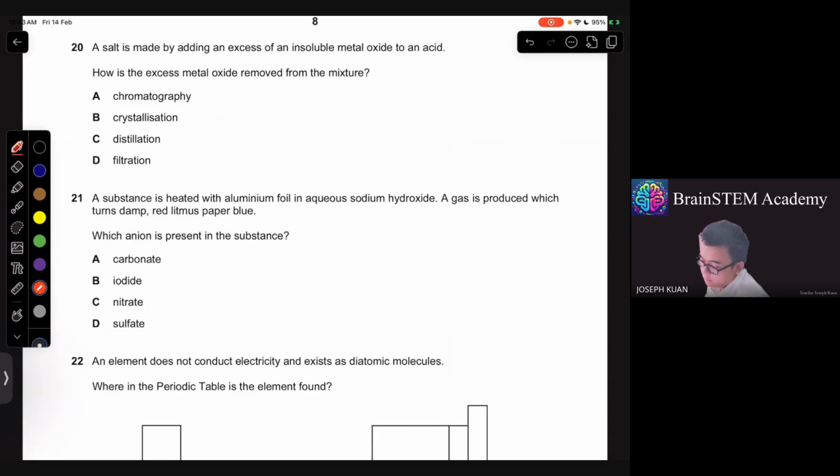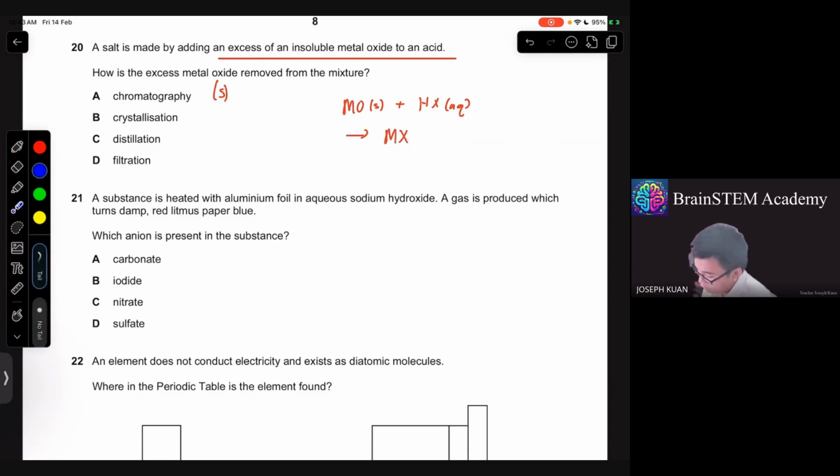20. A salt is made by adding an excess of insoluble metal oxide to an acid. How is the excess metal oxide removed from the mixture? Now, metal oxides are a solid, and the reaction forms a salt. Metal oxides react with an acid, and that forms a salt, maybe metal halide, metal sulfate, metal nitrate, whatever. And also we are left over with some amount of metal oxide. So to remove a solid reactant from an aqueous product, we need to do filtration. So D for donkey.